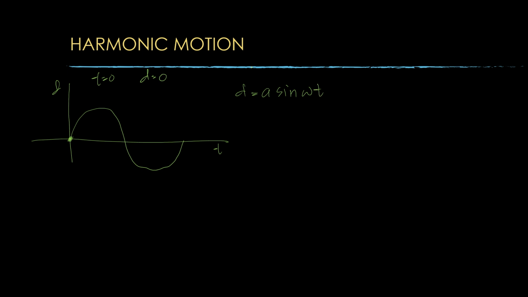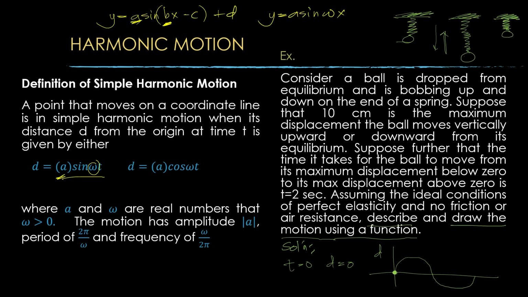Okay? What we lack in here is the amplitude and omega. Okay? We're going to find these values using the problem. So, what does the problem say? It says here in the problem that the maximum displacement, the ball moves vertically upward or downward from its equilibrium is 10 centimeter. Meaning, our amplitude is 10 centimeter.